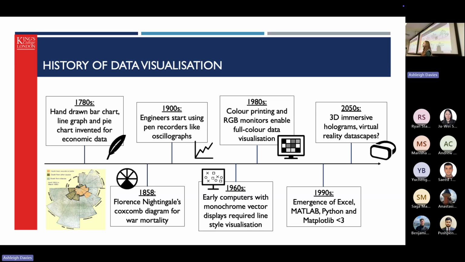Yeah, exactly. So things like shape, also like black and white, contrast. Then by the 1980s, we have full color capacity, so then we can represent data in many more dimensional ways. Obviously, now we have loads of tools like MATLAB, Excel, everyone's favorite Matplotlib.